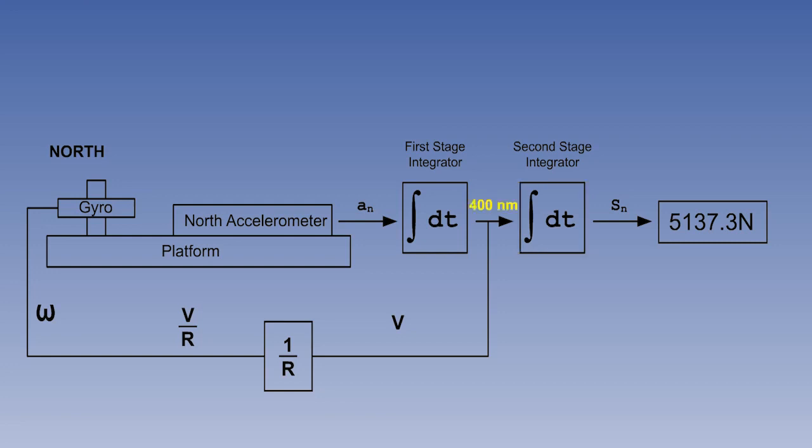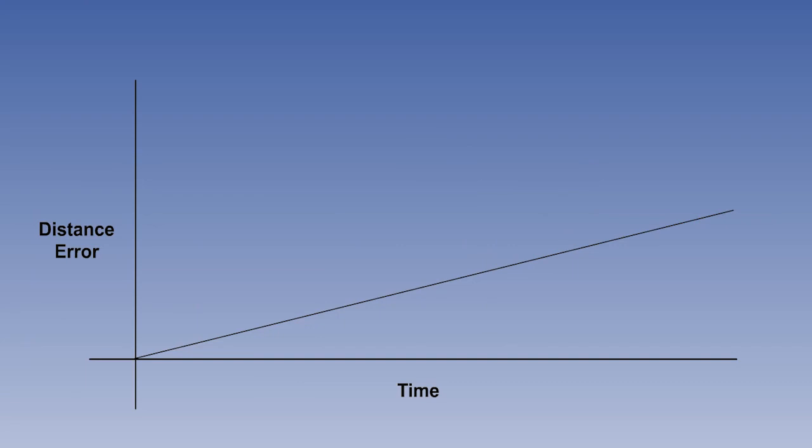Suppose an aircraft were to fly at exactly 400 knots for an hour, but the second-stage integrator were to output 401 nautical miles distance gone. Then, after 2 hours, the aircraft would have actually flown 800 nautical miles, but the integrator would have output 802. After 3 hours, the true distance is 1200 nautical miles, but the integrator would have output 1203, and so on. This kind of error is a different pattern. It is called a ramp or unbounded error.